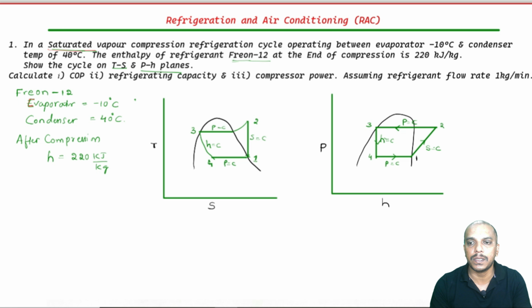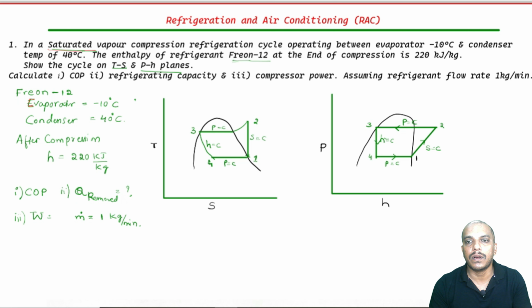Now calculate COP. The first sub question is calculate COP. Second one is refrigerating capacity, that is how much heat we are removing, QL or heat removed, you can call it as, that itself is refrigeration capacity. And the third one is compressor power, that is work. And remember, refrigerant flow rate is given. So remember, mass flow rate is 1 kg per minute.